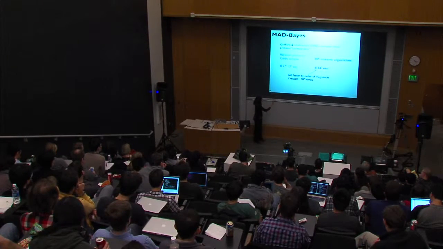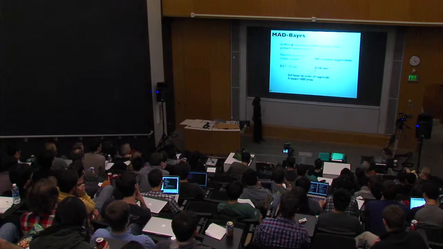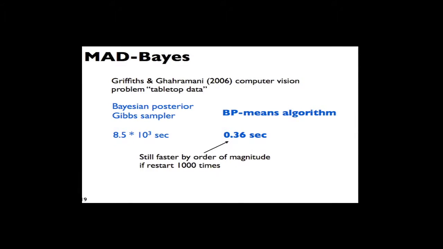OK, so now we can run BP-means or the Bayesian posterior Gibbs sampler from the Indian buffet process. If we run this Gibbs sampler for 1,000 Gibbs steps, which may or may not have converged, then this takes about 8.5 times 10 to the third seconds. And if we run BP-means, it takes just 0.36 seconds. Both of these could potentially benefit from multiple restarts, but in this particular case, we still have this massive speedup. And I'll note that at this point, we're doing everything sequentially. So we're not taking advantage of any parallelism in this timing comparison.